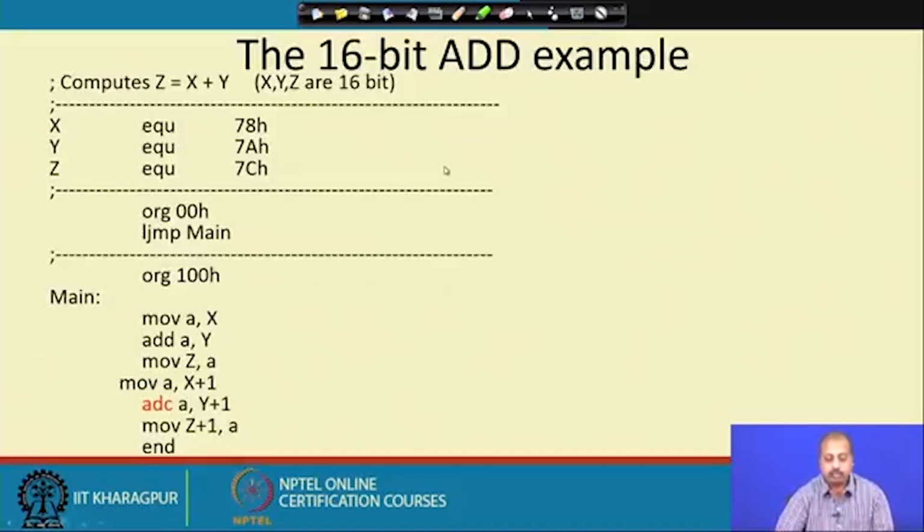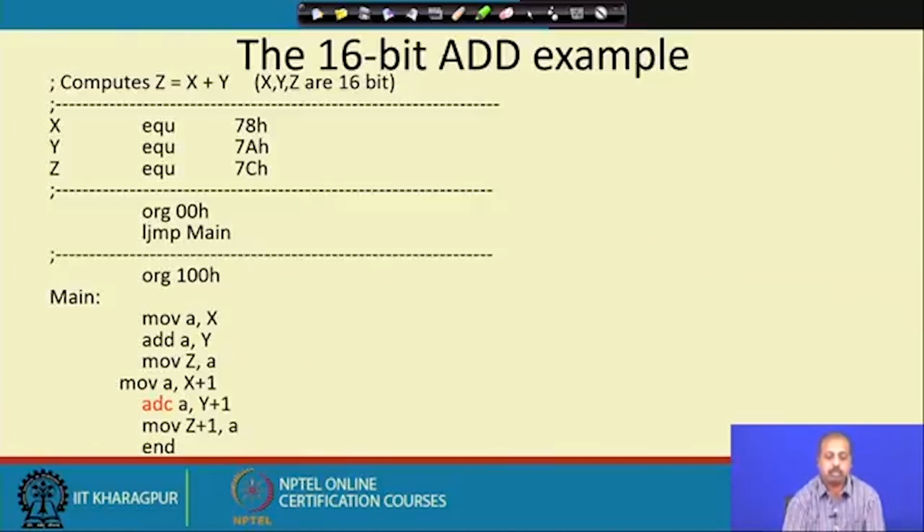Next we look into a slightly more complex version, where x, y, z are 16-bit numbers instead of 8-bit numbers. But 8051 will do 8-bit addition only. So, we have to be careful that from one stage to the next stage the carry has to be propagated.